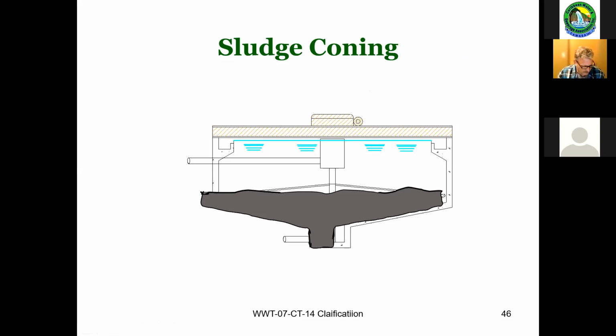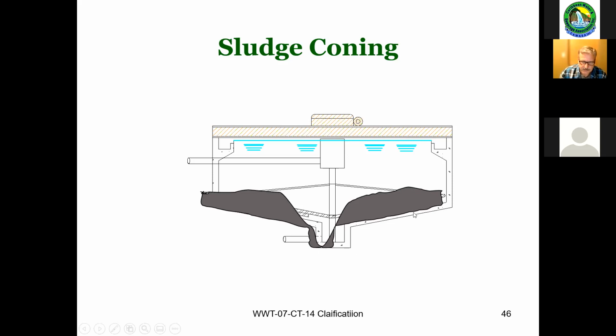I'm not sure if you've heard the term sludge coning. So basically what happens is it starts drawing down the center of this clarifier. So you've got the sludge buildup here. You might hear the term coning or rat holing, but you're basically drawing through the center of this clarifier.